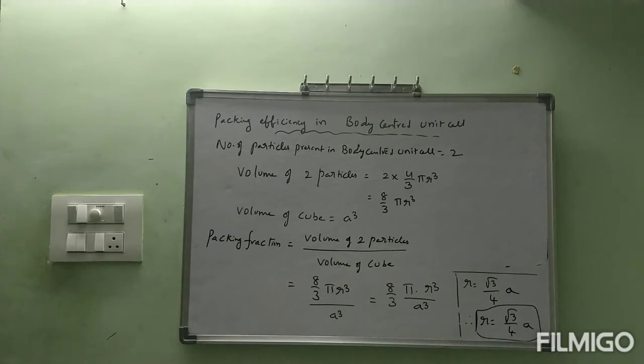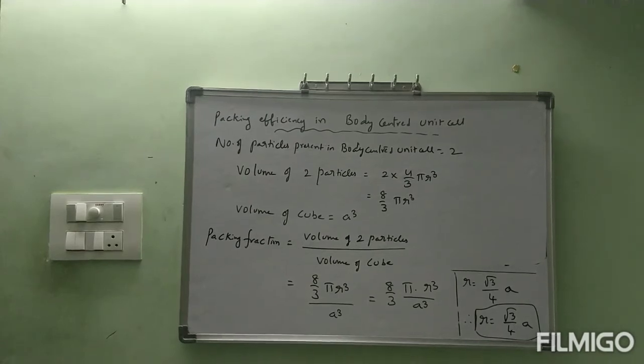I will continue that one. Before that, all of you observe here, number of particles present in body centered unit cell is equal to 2. Volume of 2 particles equal to 2 into 4 by 3 pi r cube. Because volume of 1 sphere is equal to 4 by 3 pi r cube, volume of 2 spheres equal to 2 into 4 by 3 pi r cube is equal to 8 by 3 pi r cube. Volume of cube is equal to a cube. Packing fraction is equal to volume of 2 particles divided by volume of cube. That one now it will become 8 by 3 into pi r cube divided by a cube. I will continue that one by substituting r value as root 3 by 4a.